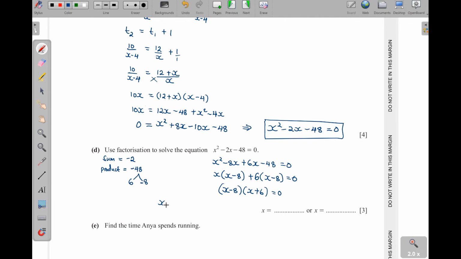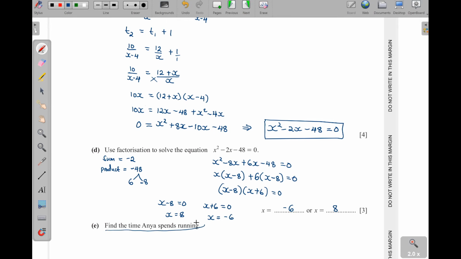Then we get this x minus 8, you equate it to 0. Your x will therefore be 8. And then also x plus 6, you also equate it to 0. And then your x is going to be -6. So I'll write here -6 and then +8.